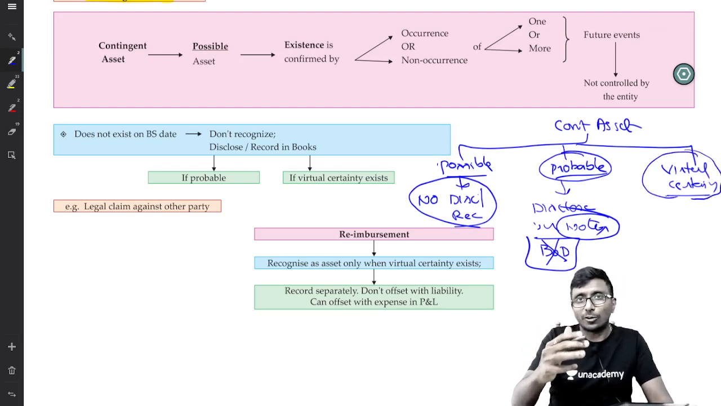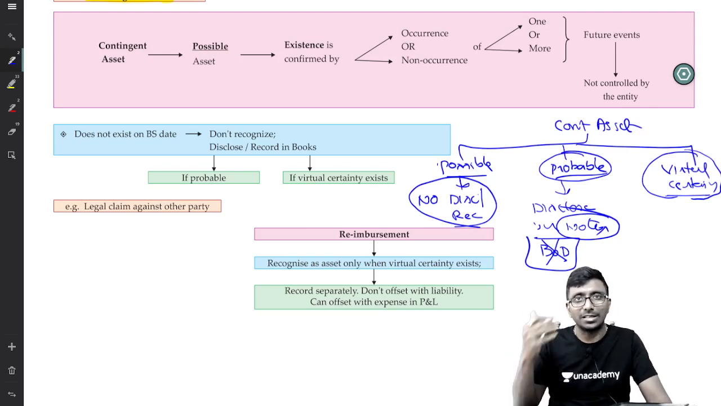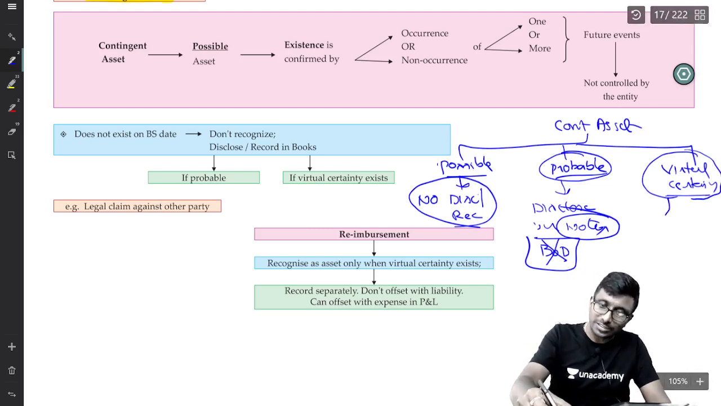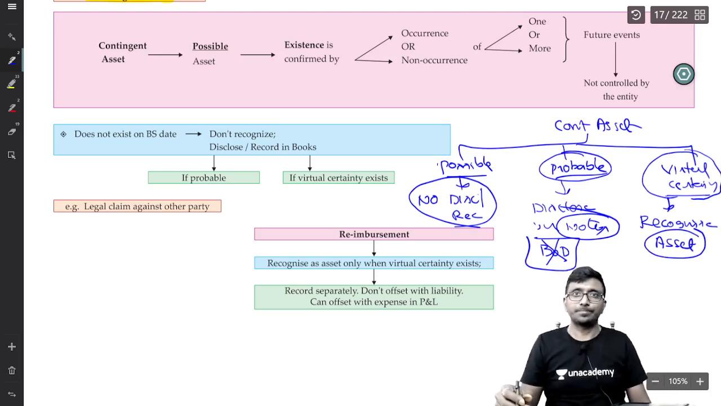We are following a bit of conservatism. When you are recognizing the asset, compensation means income: asset account debit, income account credit. So let us record it only when there is certainty. That's why we say when virtual certainty is available, recognize the asset. Now, I said asset, it is not a contingent asset.